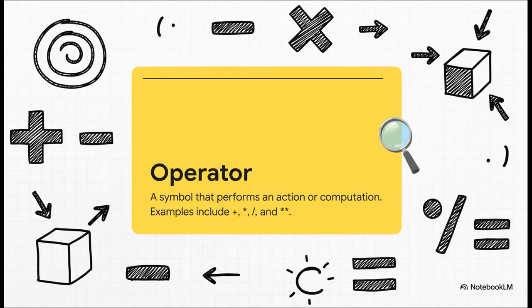All right, so we've got our boxes, and they're full of data. Now what? How do we actually do anything with it? Well, that's where operators come into play. These are basically the action words, the verbs of programming. Think of your basic math symbols: plus, minus, multiply. They tell the computer to perform a calculation or an action.